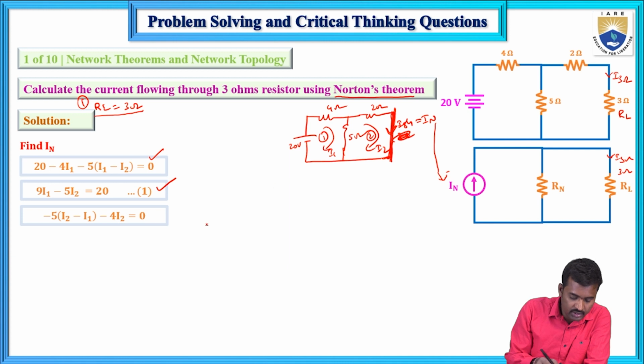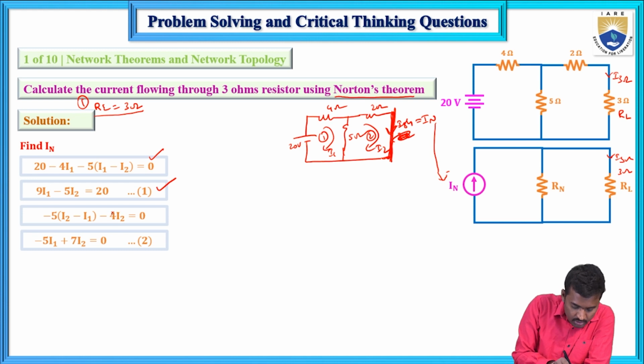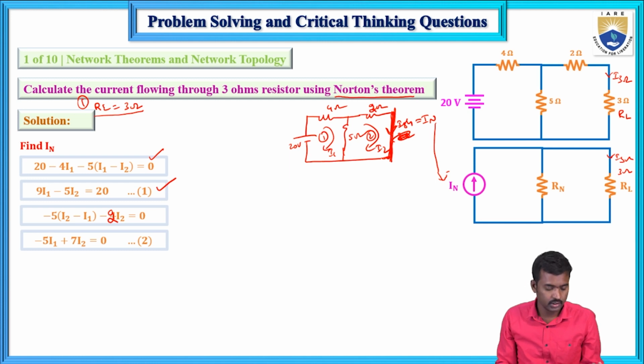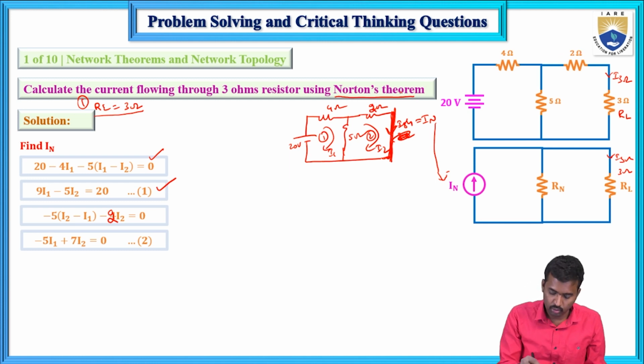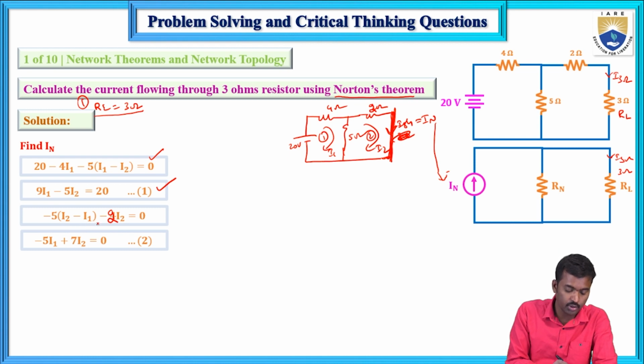And this current, calculate this current. Now minus 5 I2 minus I1 minus 4 I2. Sorry, this is 2. There is a mistake in this, this is 2. So the voltage across this 5 ohms and the voltage across this 2 ohms, not 4 ohms. And 5 (I2 minus I1) minus 2 I2 equals 0. Minus 5 I1 plus 7 I2 equals 0.